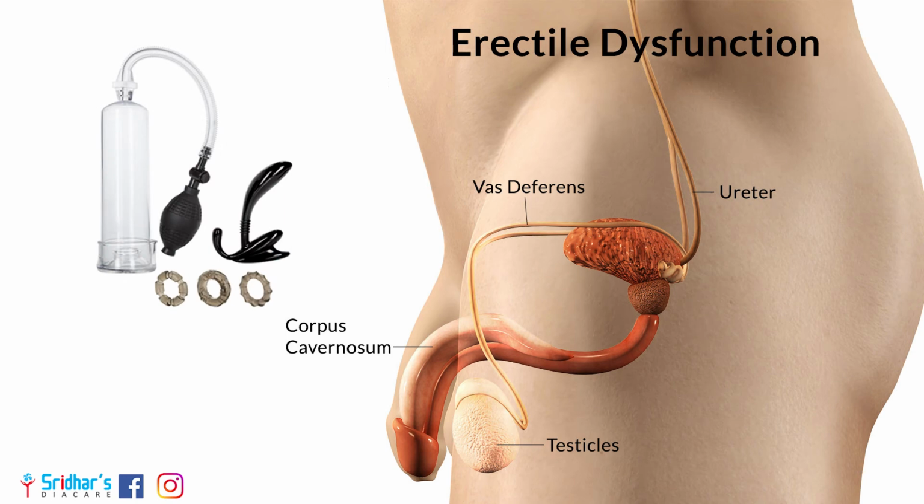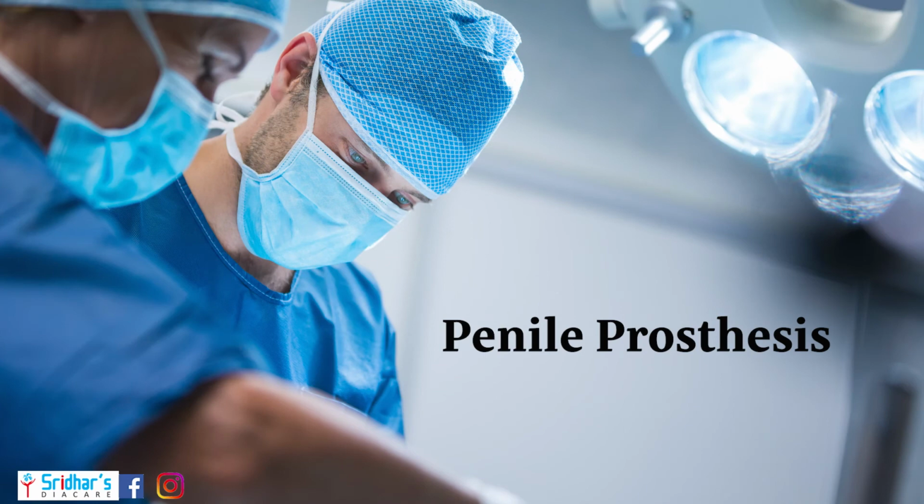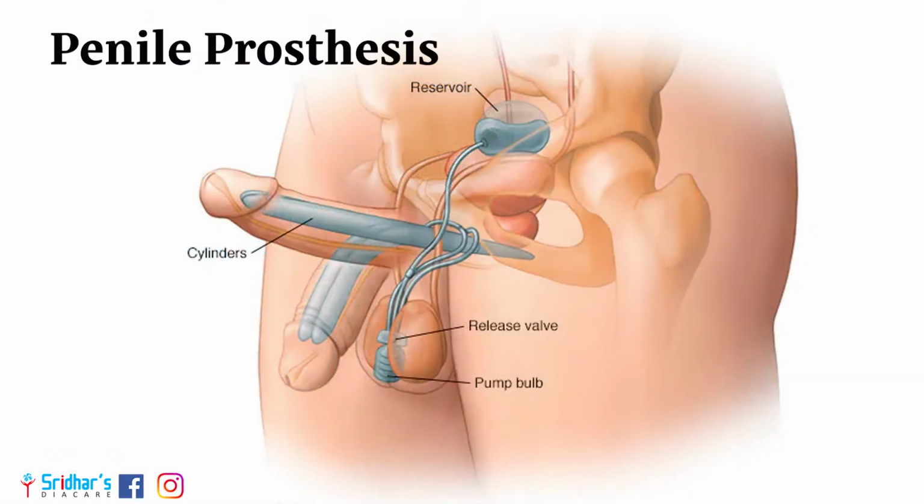Vacuum pump therapy is another mode of treatment in erectile dysfunction. A plastic tube connected to a pump is placed over the penis. The pump empties the air out of the tube and causes blood to be drawn into the penis. A ring is placed on the base of the penis to maintain the erection. Penile prosthesis is usually considered when all other treatment options have failed, as it requires a surgical procedure. An inflatable rod is implanted into the penis to make it erect for intercourse.